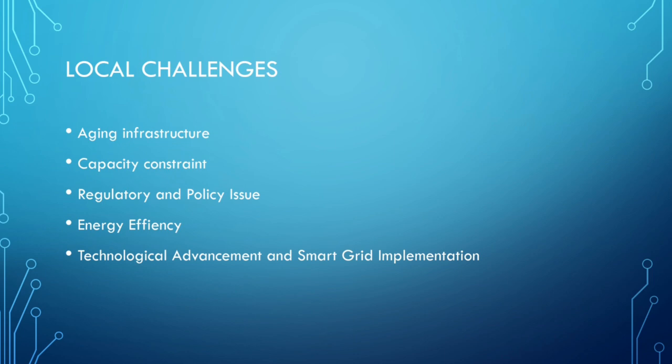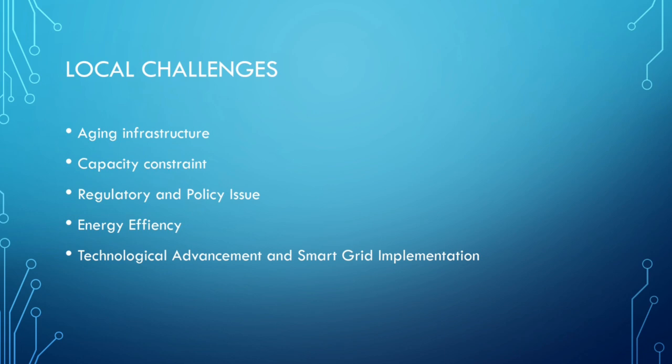Number 2, capacity constraints. The challenge is that rapid urbanization and industrial growth in Malaysia have led to increased electricity demand, stressing the current capacity of the grid. For example, peak demand in urban centers like Kuala Lumpur and Penang often tests the limits of existing grid capacity.